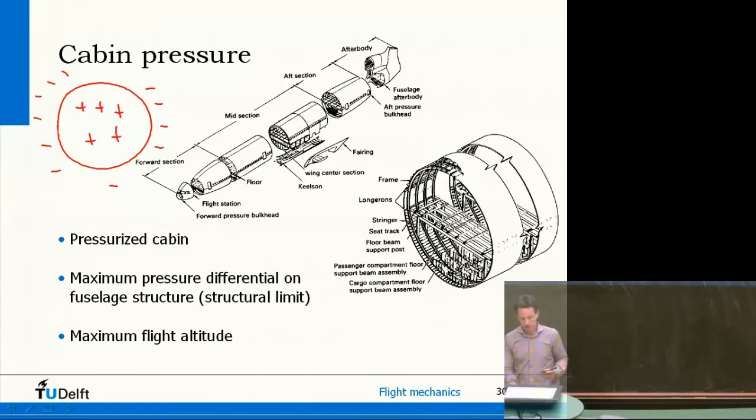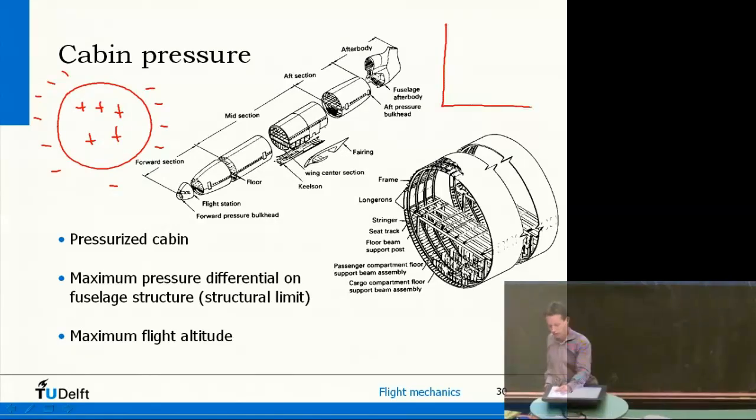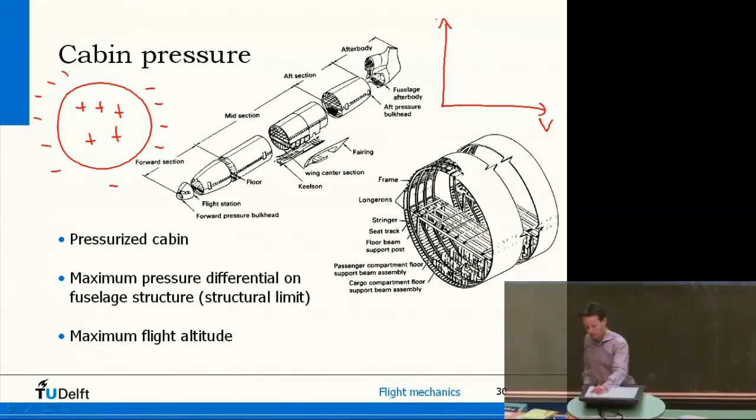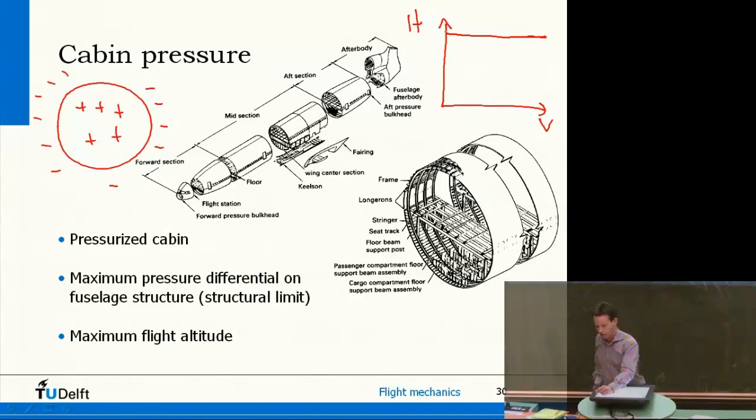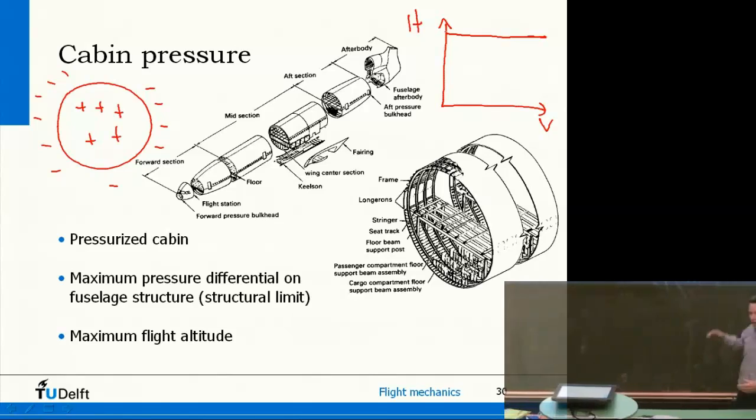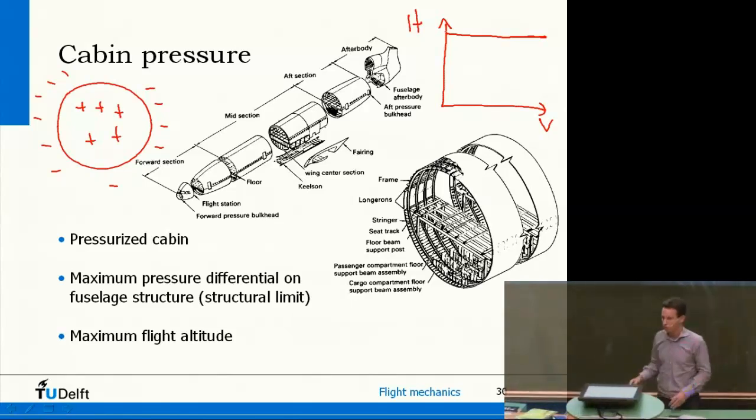So this means that if you look in the altitude airspeed diagram, there's one upper limit which is related to a certain air density. That will give you a certain pressure difference on the fuselage, and you're not allowed to go beyond that due to structural reasons.